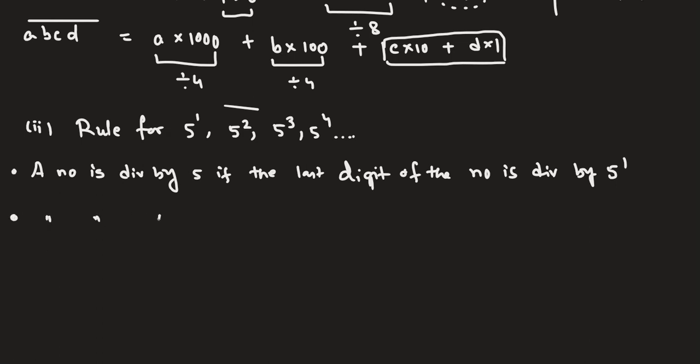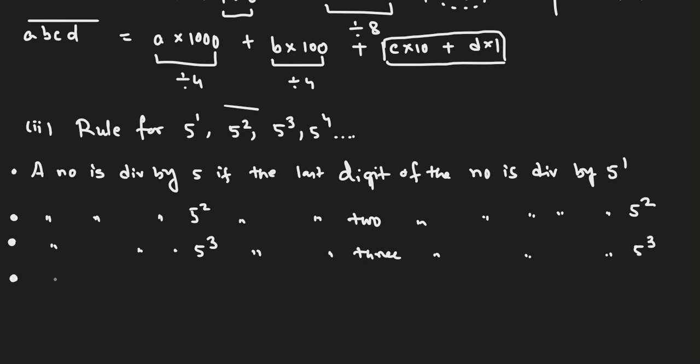A number is divisible by 5 square if the last 2 digits of the number are divisible by 5 square. A number is divisible by 5 power 3, 5 cube, if the last 3 digits are divisible by 5 power 3. A number is divisible by 5 power 4 if the last 4 digits of the number are divisible by 5 to the power 4. That means divisible by 625.